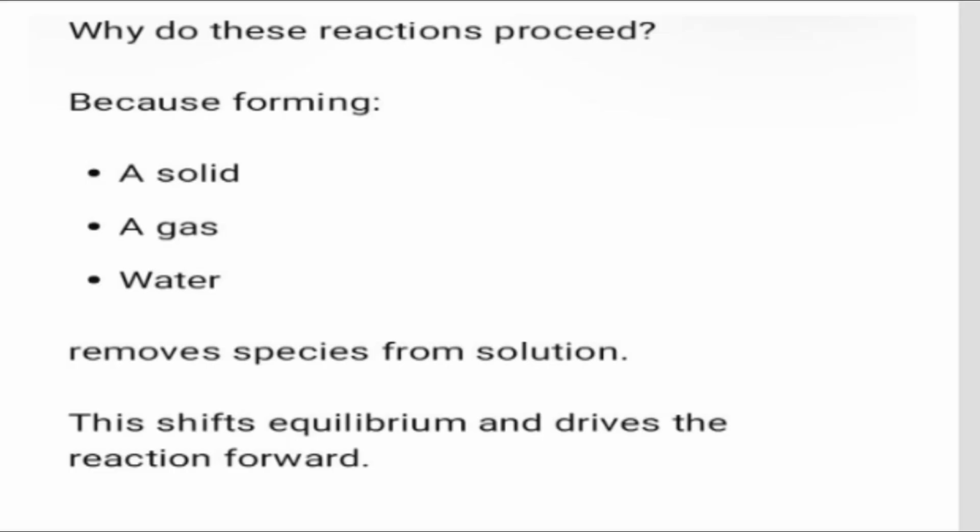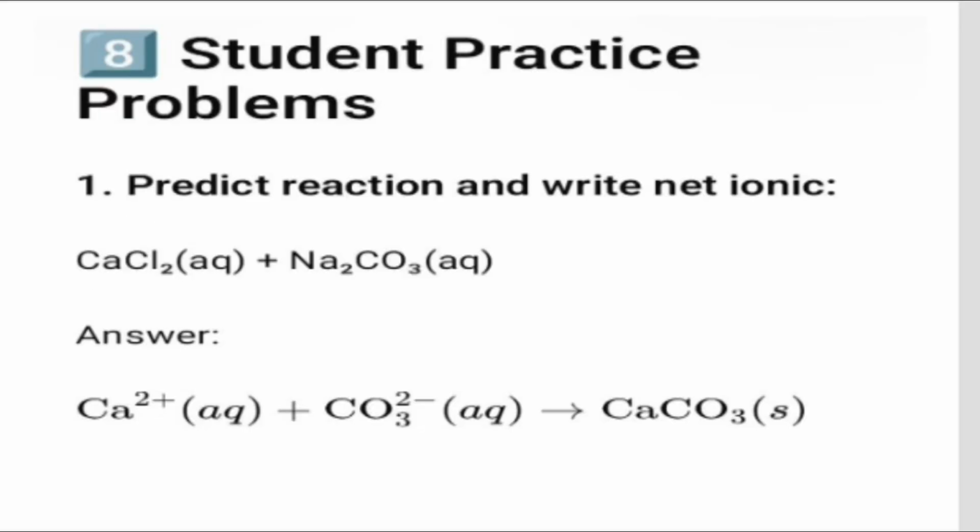Let's go ahead and give you, the student, practice problems that you should write in your books for future use. Predict the reaction and write the net ionic equation. We have calcium chloride and sodium carbonate. So the answer is there. Go ahead and try to solve them and see if you can also get the same answers. The second one is, does a reaction occur? There is going to be no reaction. So go ahead and find why there is going to be no reaction.